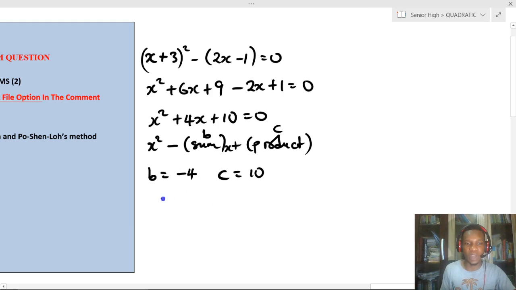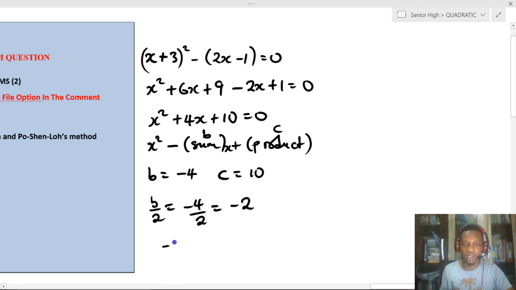Now the next part is to do what? Find the half of b. So our half of b will be b over 2, right? B over 2 will give us minus 4 over 2, which is equal to minus 2. Now the next part will be to take out the difference of two squares using this particular value of b we've gotten. So that will be what?